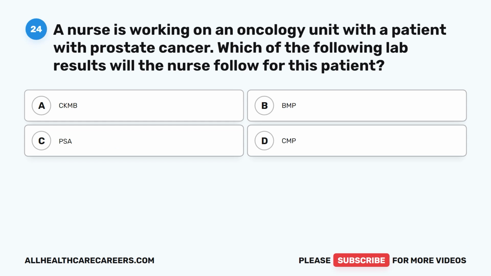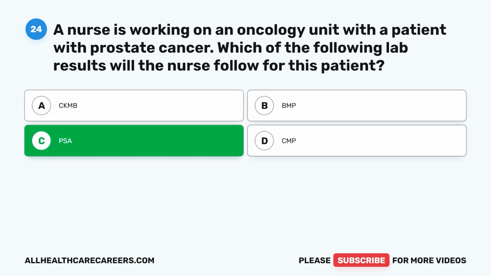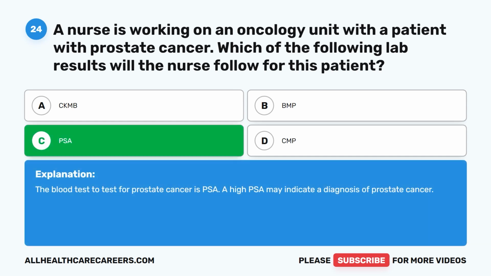Question 24. A nurse is working on an oncology unit with a patient with prostate cancer. Which of the following lab results will the nurse follow for this patient? A. CKMB, B. BMP, C. PSA, D. CMP. The correct answer is C. PSA. The blood test to test for prostate cancer is PSA. A high PSA may indicate a diagnosis of prostate cancer.